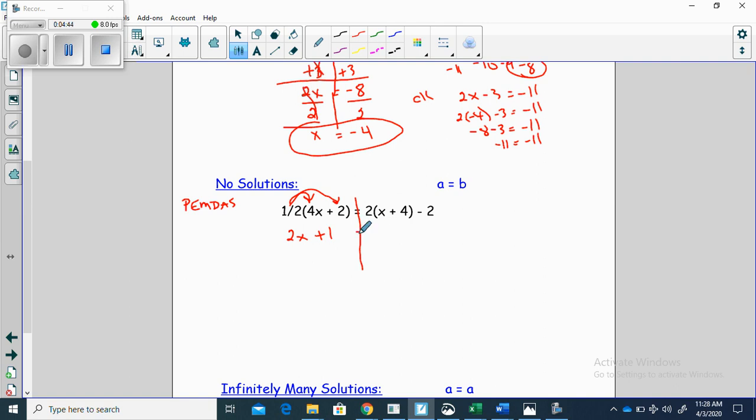So now let's work on the other side. Again, I have parentheses and I need to do those first.